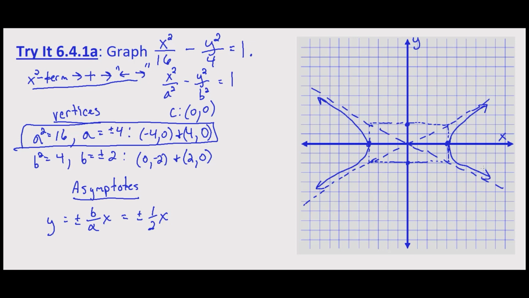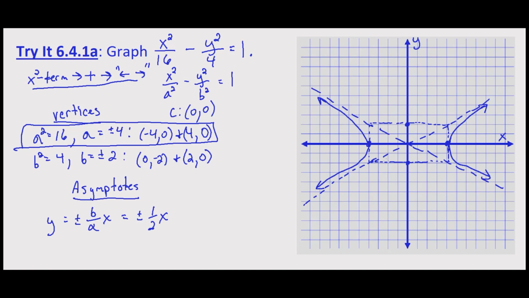So to graph our hyperbola, whichever term comes first determines which direction it opens. If the x squared term comes first, then it opens left and right. If the y squared term comes first, then it opens up and down. Then we found our vertices: with the form x squared over a squared minus y squared over b squared equals 1, we find a, and then we go that direction left and right from the center. Those are our vertices. Then we find b by taking the square root of b squared as well, and those points are on what could be considered a minor axis, if you wanted to call it that.